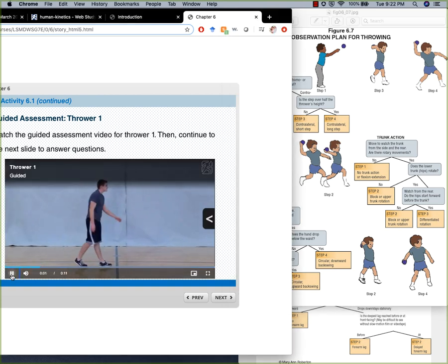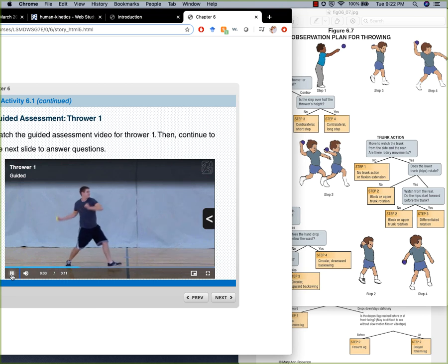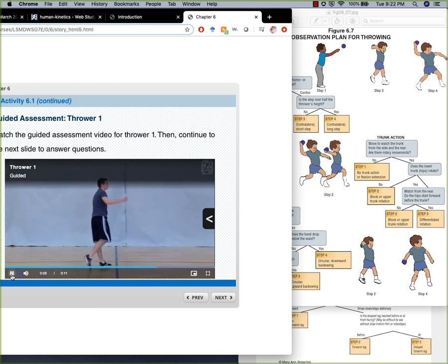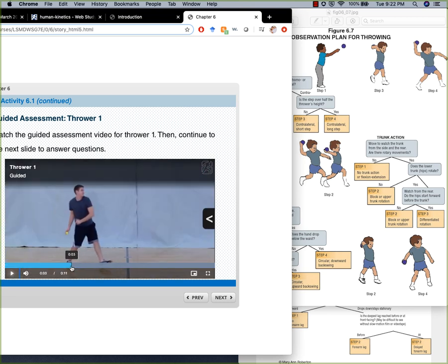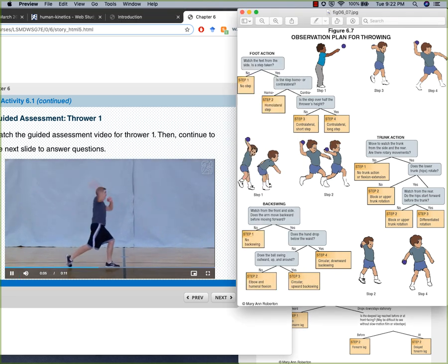This thrower does show a backswing, but the question is whether the hand drops below the waist during the backswing. And if not, does the ball swing outward, like to the side and up and around? So here we can see that the hand drops below the waist. So this thrower is in step 4 of the backswing.